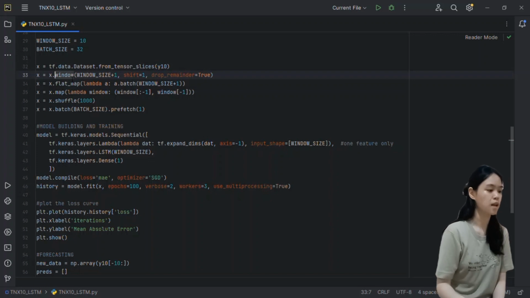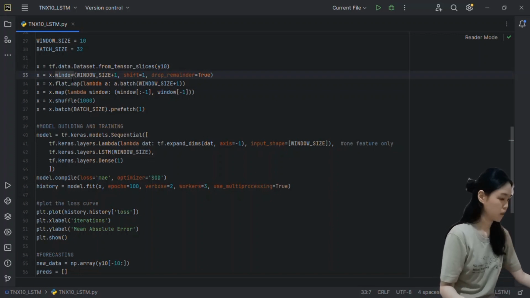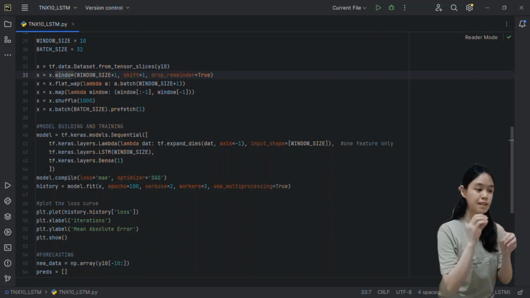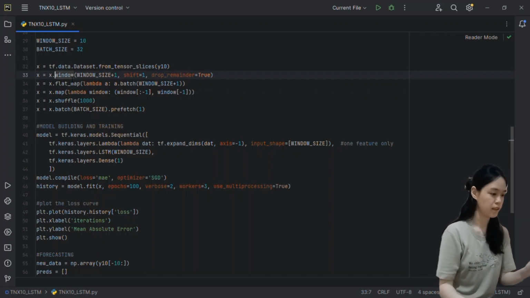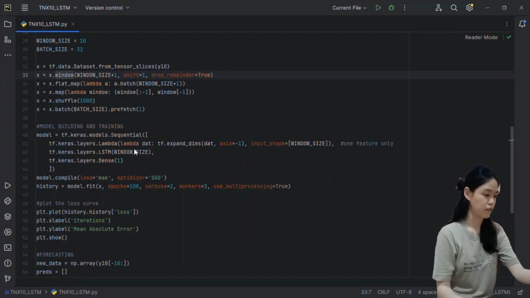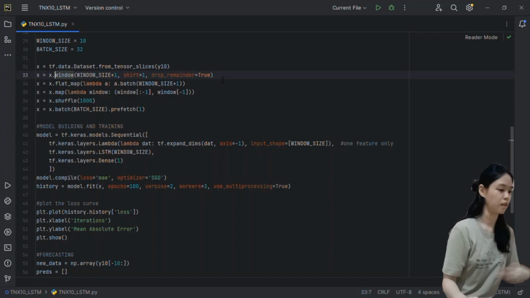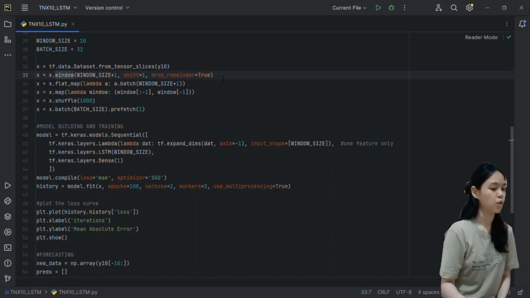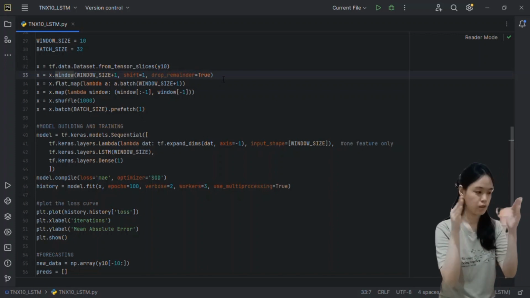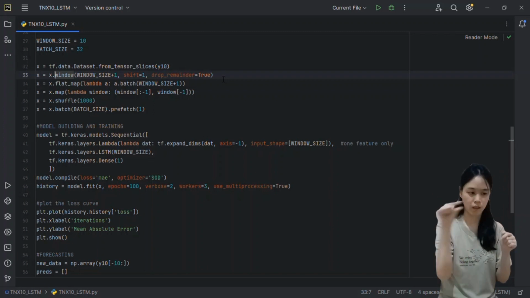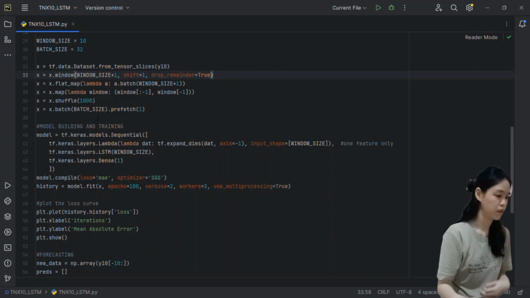Okay. So what's coming out of the window function? We will have a dataset of datasets. Let's see. It returns a dataset of windows, and the type of window is also a dataset. So it's just a dataset of 11 values in our case. 11 values, and then 11 values, 11 values, and so on. And we have so many of those.